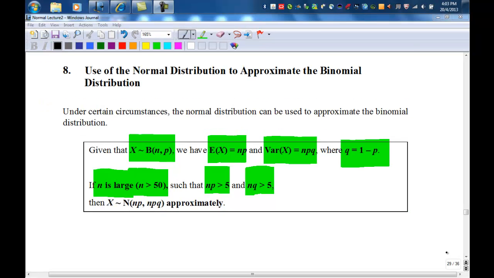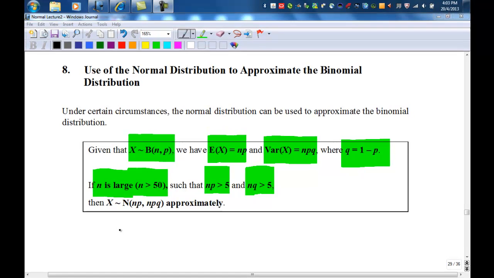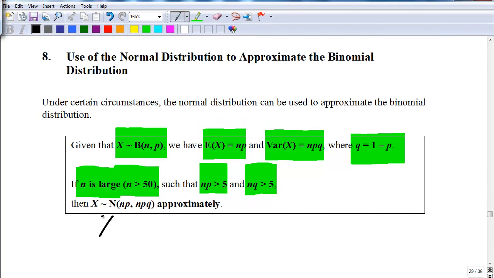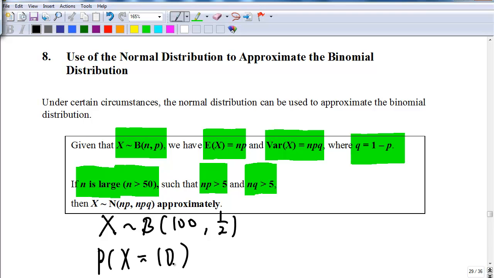Before we look at some examples, we need to address one concern first when we make the approximation. I'm going to use a very simple example to illustrate this concern. Let's say I've got a binomial distribution with parameters 100 for n and half for p, and let's say I want to find the probability that x equals 10. This probability is easy to find. Just use your GC, and then you can work out the probability.